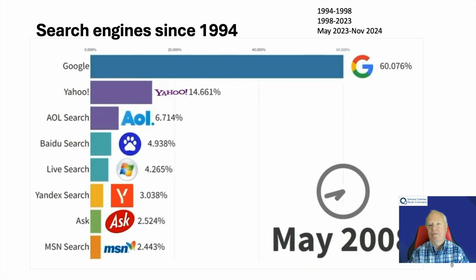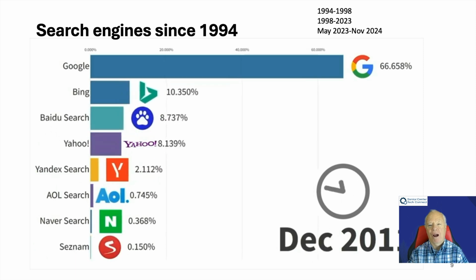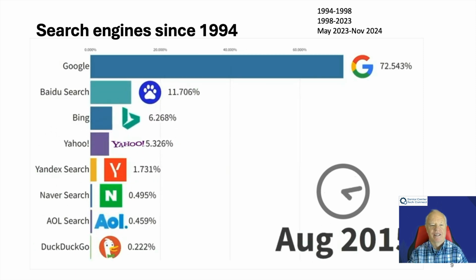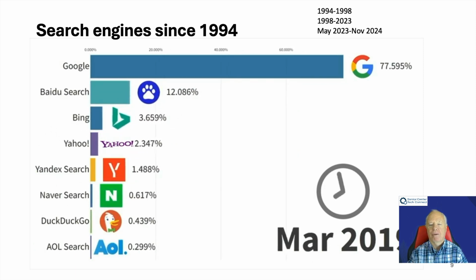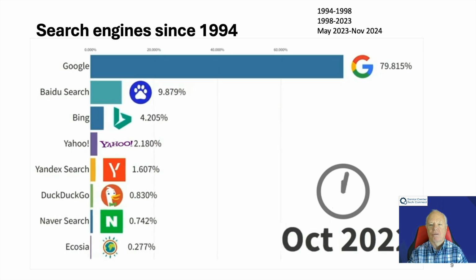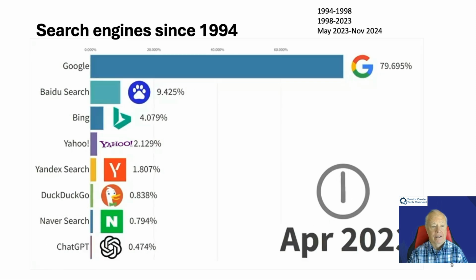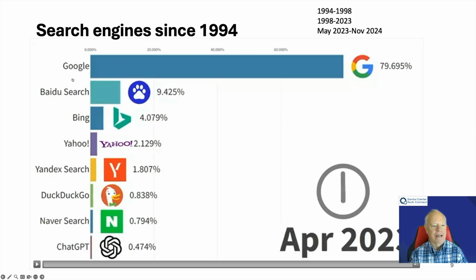Considering this is what that company does for a living, they don't sell any products. It's kind of interesting that it has now become the most popular search engine in the world by far. Baidu is, I believe, a Chinese search engine. You can see DuckDuckGo wasn't even on the list a couple of years ago, so it's increasing in popularity.